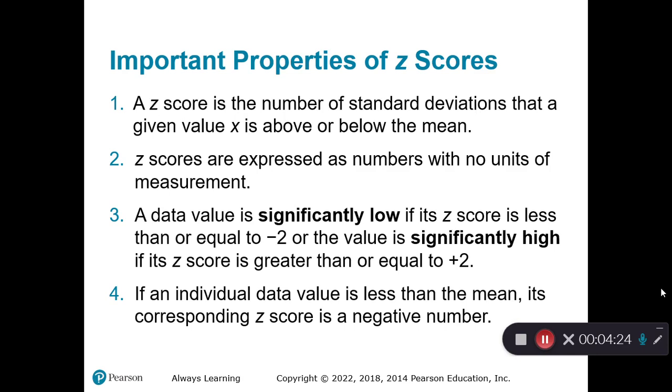If an individual data value is less than the mean, we'll see that the z-score calculation will give us a negative number, and if the data value is larger than the mean, we'll see that the z-score calculation will produce a positive number. Of course, if the data value is equal to the mean, then there's no distance between them, and the z-score will be 0 because the numerator of that calculation will be 0.